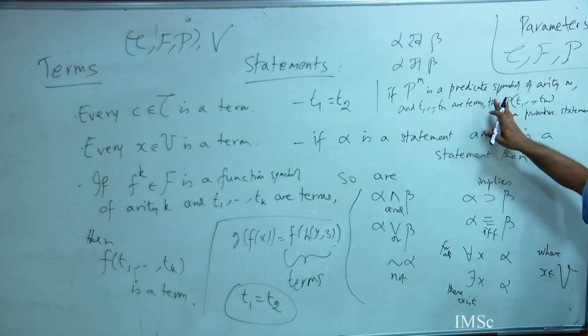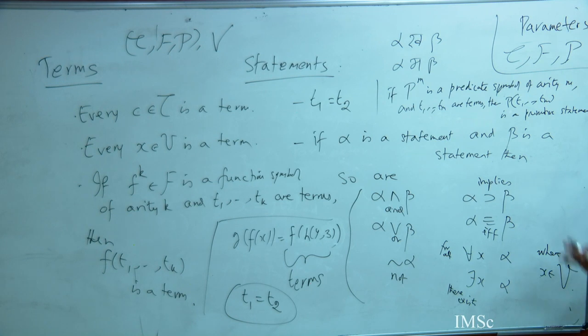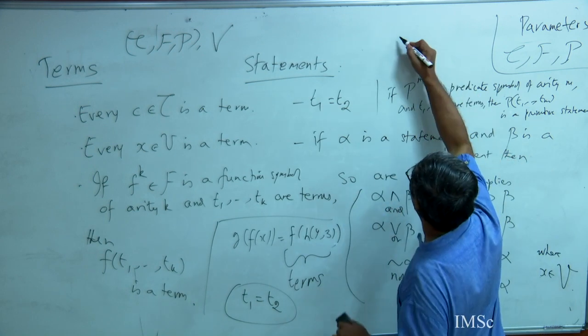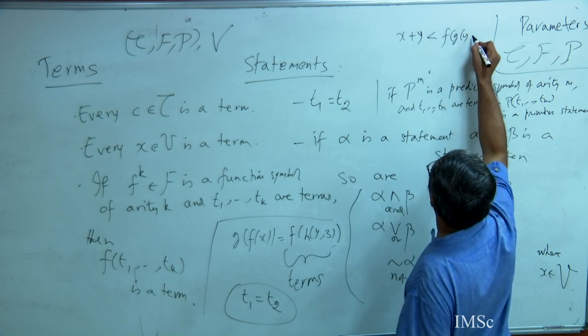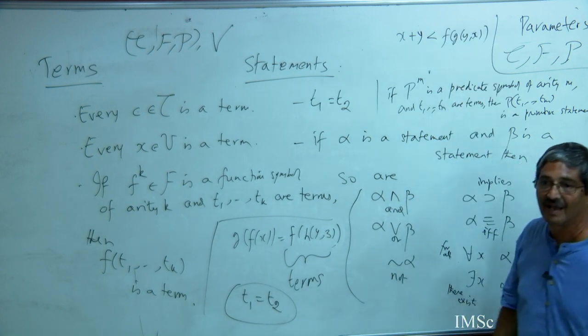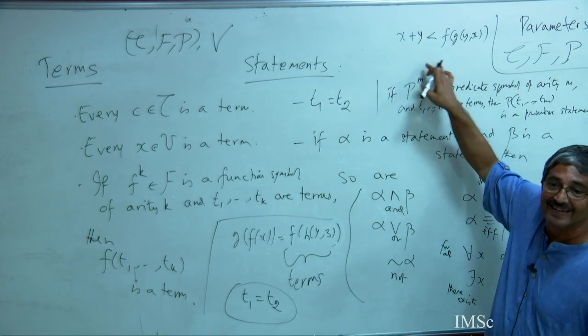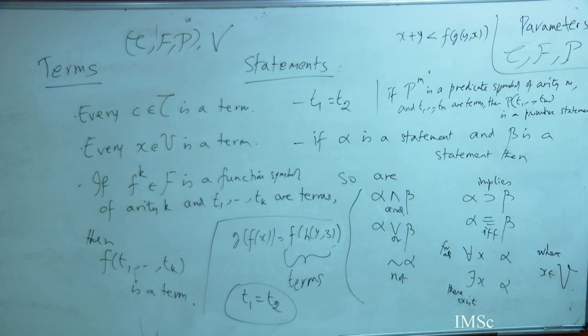Take any predicate symbol. It's a relation, right? It's an m-ary relation, so it requires m arguments, and you can put any terms you like. So you can write, for instance, x plus y is less than f of g of y comma x. Yeah, that's a relation. It's a binary relation. Just because we write it on either side of the symbol doesn't matter. Strictly you have to write it with parentheses, but it's all the same thing.